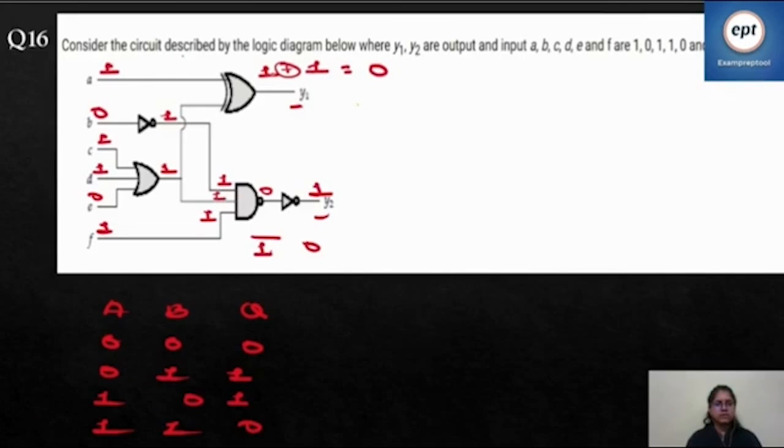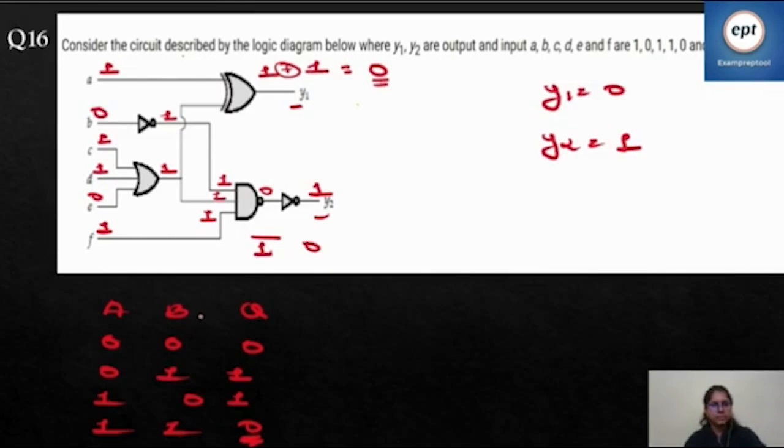So here you can see that for 1, 1, the value is 0. So that's why the output is 0. And the y2 output is 1. So y1 is 0 and y2 is 1. So this is the output we got.